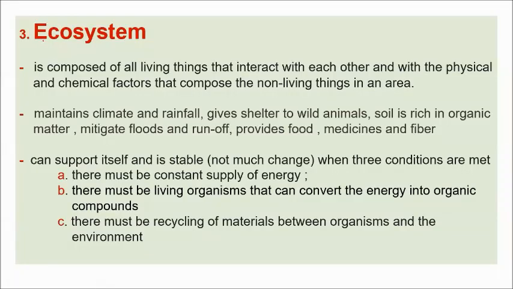So next, an ecosystem. This is composed of living things that interact with each other, and the physical and chemical factors that compose the non-living things in an area. So, an ecosystem maintains climate and rainfall, gives shelter to wild animals, has soil rich in organic matter, mitigates floods and runoff, and provides food, medicines, and fiber. An ecosystem can support itself and is stable.